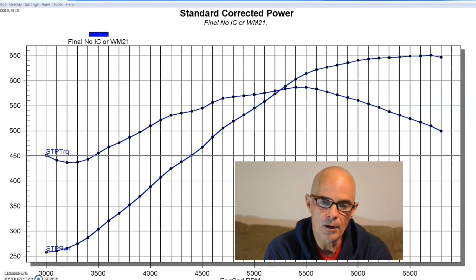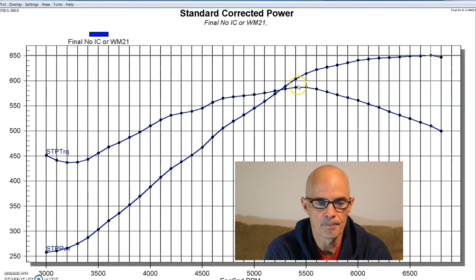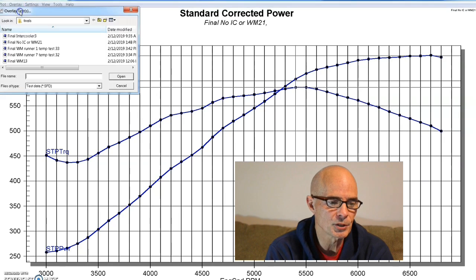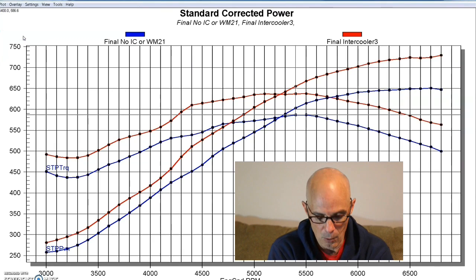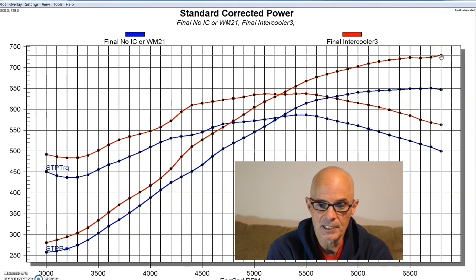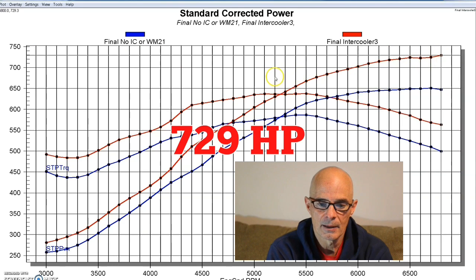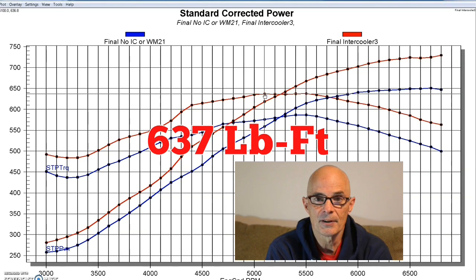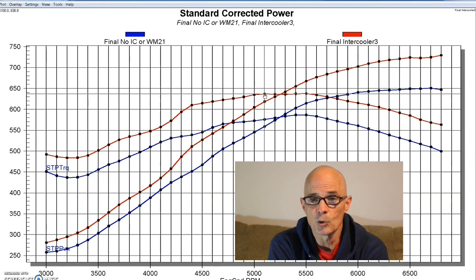So here is our non-intercooled turbo 5.3 liter, making 651 horsepower. Here's what happened after we installed the air-to-water intercooler. You can see we got a big jump in power. As a matter of fact, this thing made over 700 horsepower, a peak of 729, and torque was up to 637 foot-pounds. Obviously the combination liked the intercooler quite well.